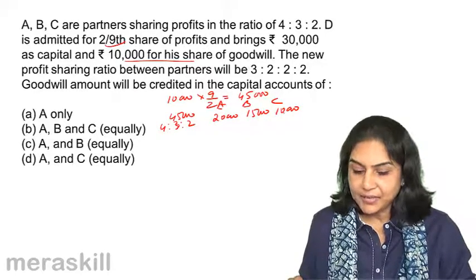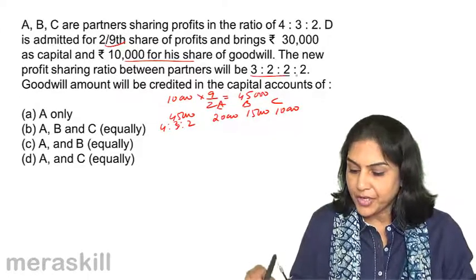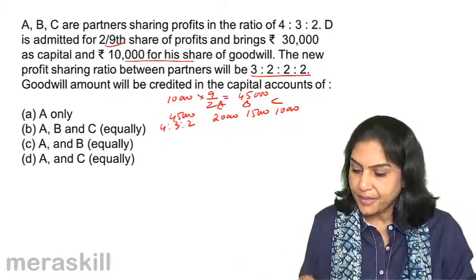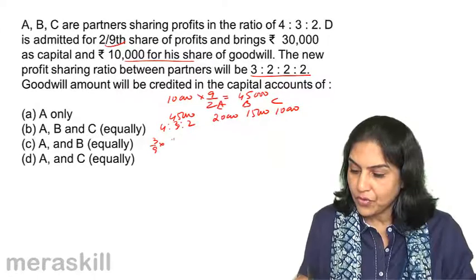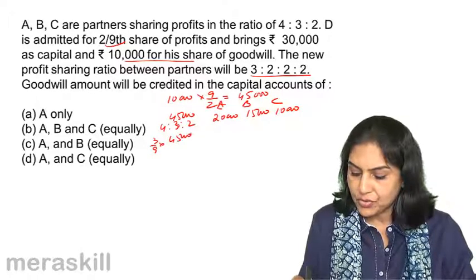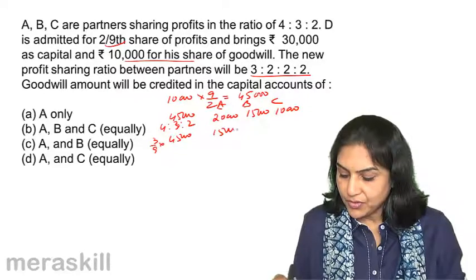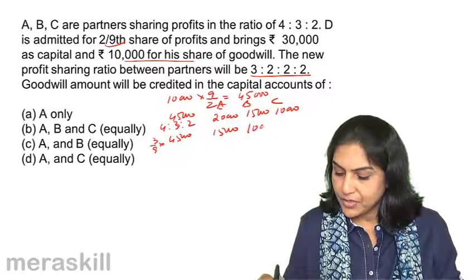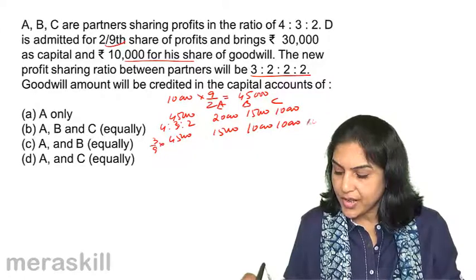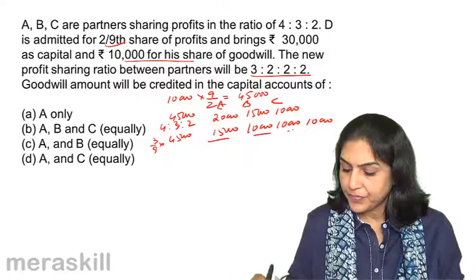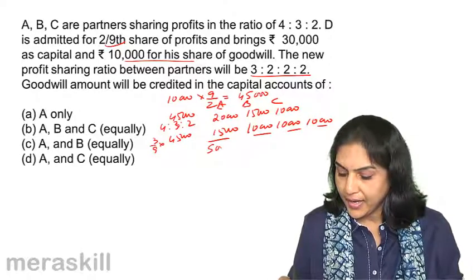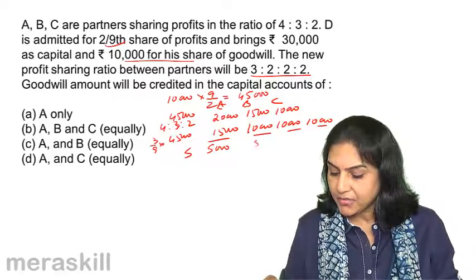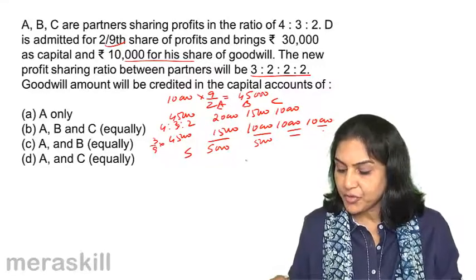And once D is admitted, the new profit sharing ratio is 3:2:2:2. That is 3, 4, 5, 6, 7, 8, 9. 3/9 of 45,000, so we are getting 15,000, 10,000 and 10,000. Here A sacrifices 5,000, B sacrifices 5,000, C does not sacrifice, D of course stands to gain.